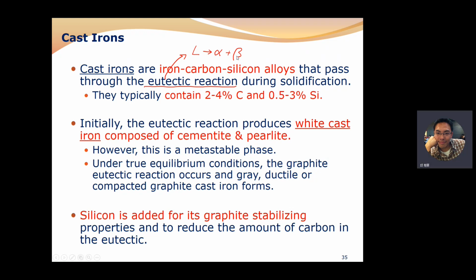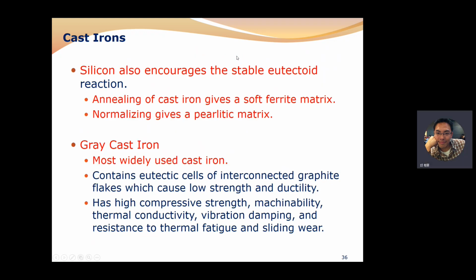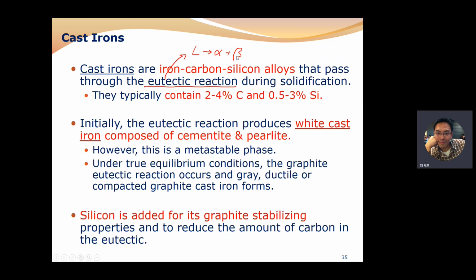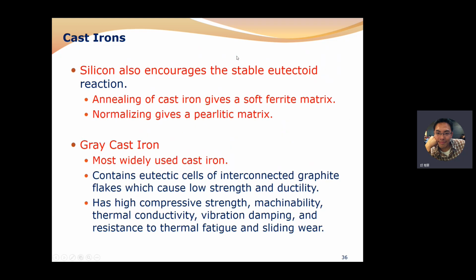Silicon is added for its graphite stabilizing properties and to reduce the amount of carbon in the eutectic. The previous one is the eutectic reaction, and silicon also encourages the stable eutectoid reaction. Annealing of cast iron gives a softer ferrite matrix, and normalizing gives the pearlitic matrix.